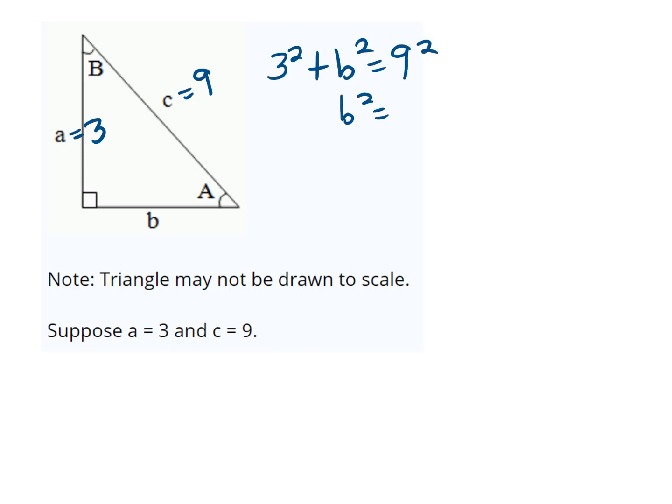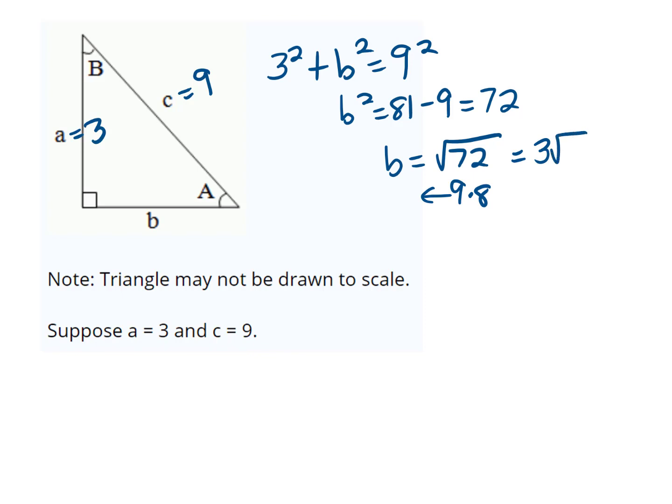So b squared is going to equal 81 minus 9, and that is 72. So b will equal the square root of 72, and I'm going to simplify that a little bit. 9 times 8 is 72. That's the first thing I saw. So that'll simplify. The square root of the 9 comes out in front as a 3, and the 8's still under.